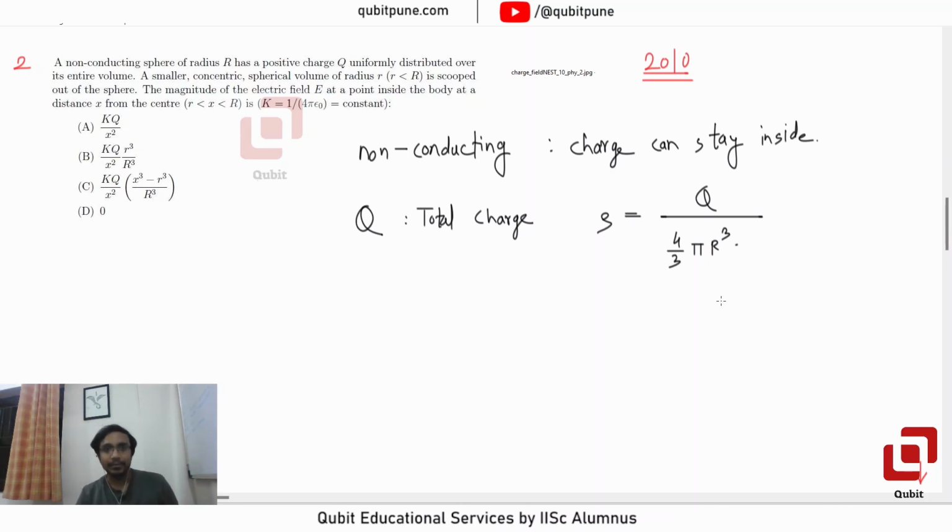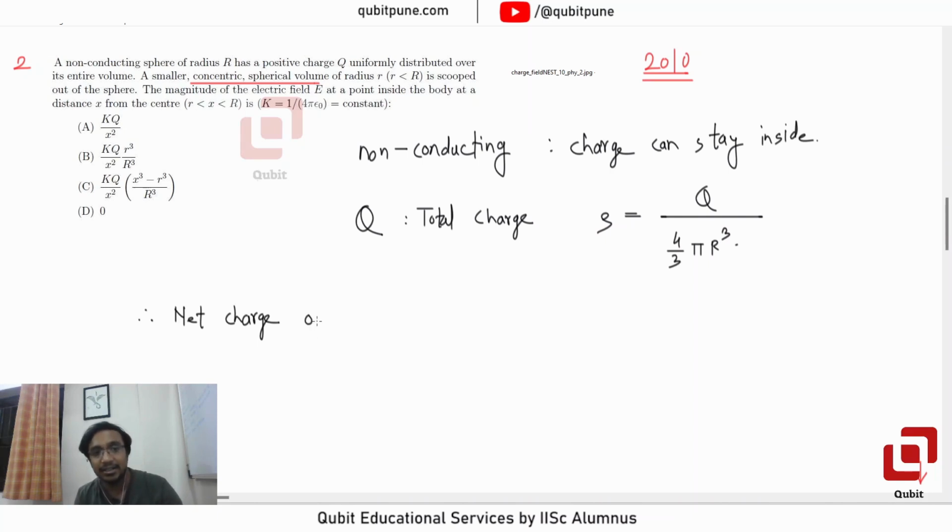Now it is being said that some concentric spherical volume is being scooped out. That means it would create kind of a cavity there. It would create some kind of cavity, but it will also take some charge with it. It will take some charge with it, but that will not cause any redistribution at all because we have got insulator there, right?